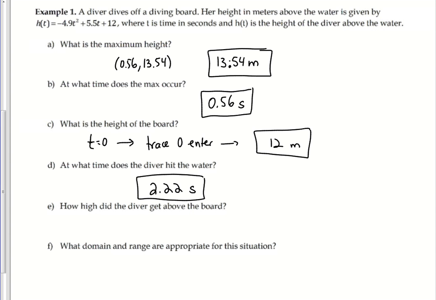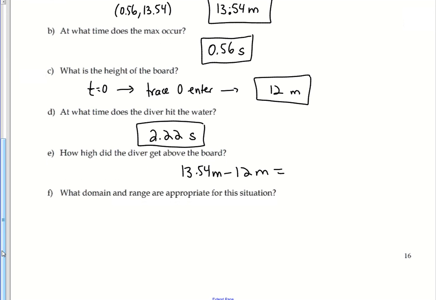How high did the diver get above the board? How could we find this out? Yeah. Take the maximum height and take away the height of the board. Okay, and that equals 1.54 meters. Good.